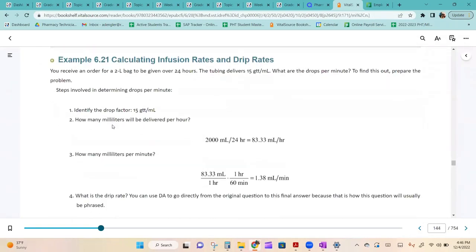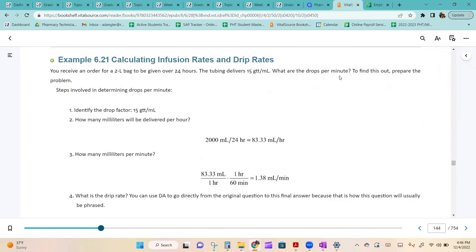All right, so let's look at this example here. You receive an order for a 2-liter bag to be given over 24 hours. The tubing delivers 15 drops per ml. What are the drops per minute? To find this out, prepare the problem. So identify the drop factor. This tubing delivers 15 drops per ml, which is the drop factor. Your drop factor should always be in drops per ml.